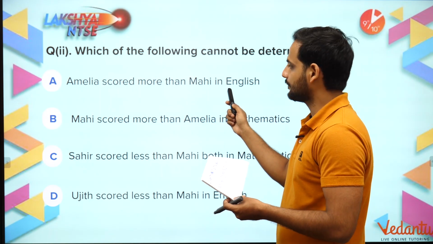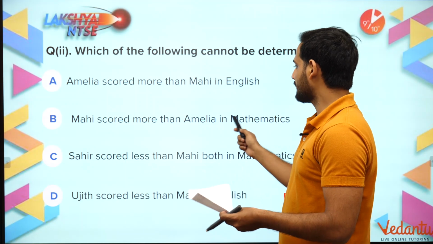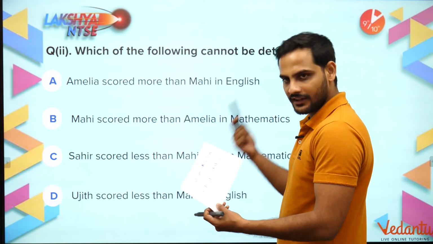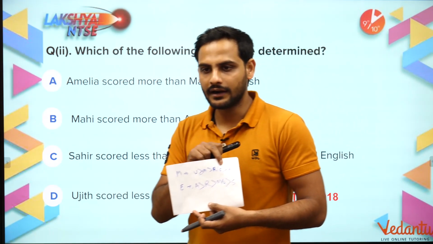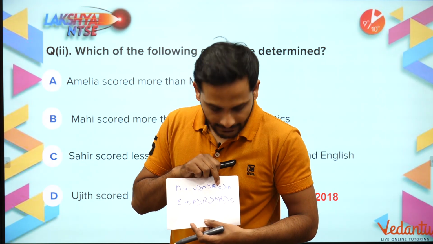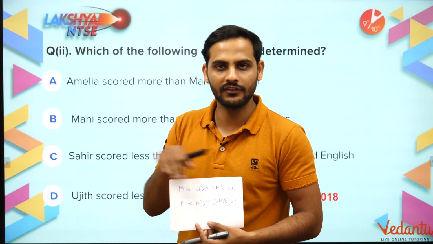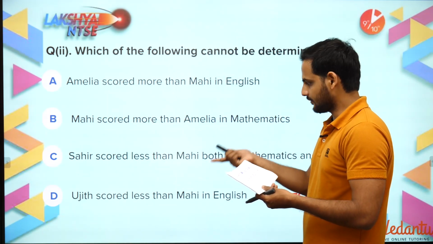Yes, it can be said, because of the order we have. Mahi scored more than Amelia in mathematics. Mahi has scored more than Amelia in mathematics, yes, it can be said. In case of mathematics, I can't say about Rizan and Sahir, and in case of English, I can't talk about Mahi and Ujit. The rest of the order I can say, correct? So Mahi scored more than Amelia in mathematics, yes.